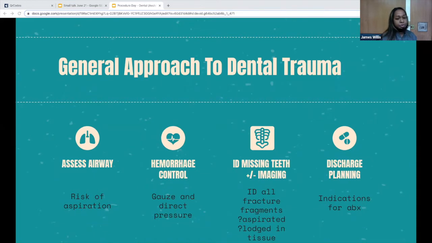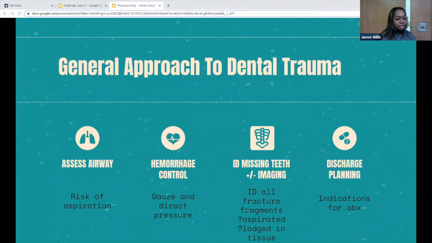Then you want to take a full history of what happened, and consider the mechanism of the injury. Is it a fall, a fight, assault, an MVA? In children, consider child abuse. In adults, possibly consider domestic abuse. And then always ask about any associated injuries. Traumas don't happen in isolation, and while the facial trauma or the dental trauma might be the most striking thing, you want to come back and really assess them for any additional injuries. And then ask about previous dental history. Do they have any crowns or prosthesis already?